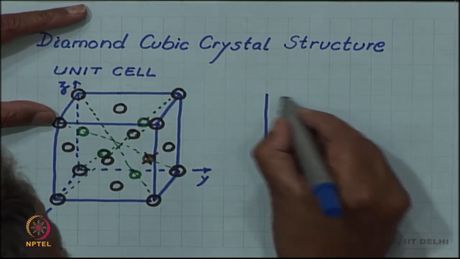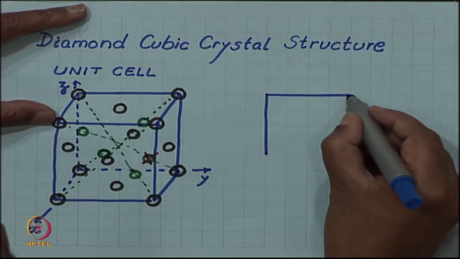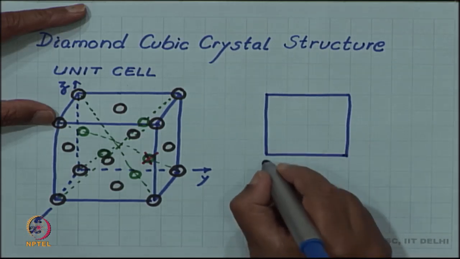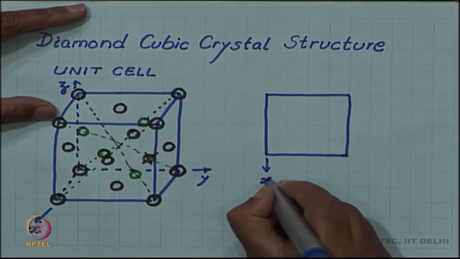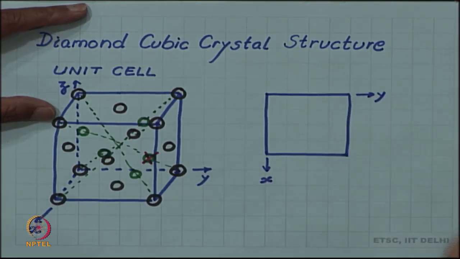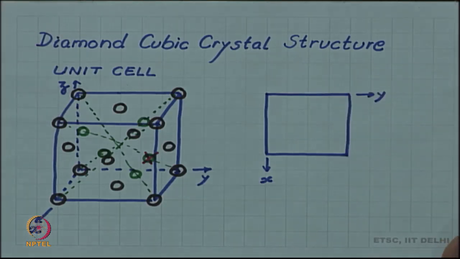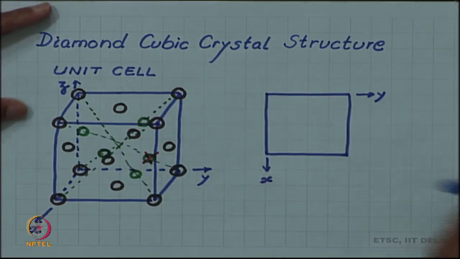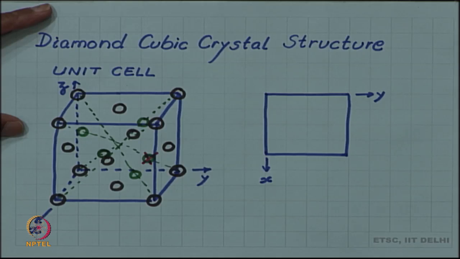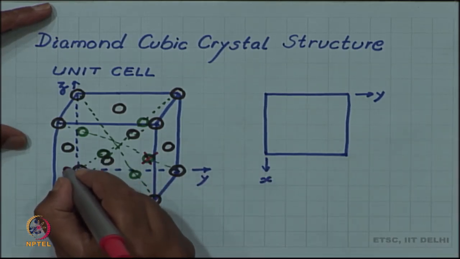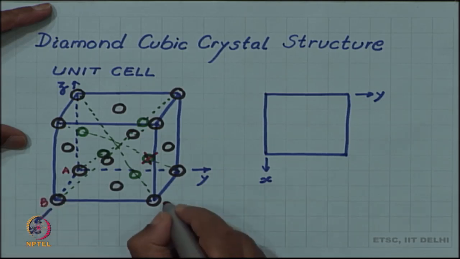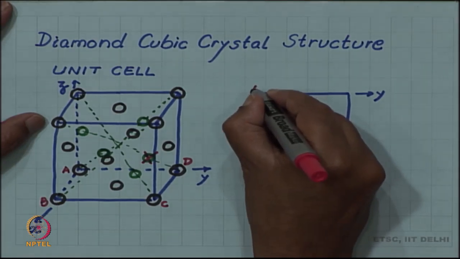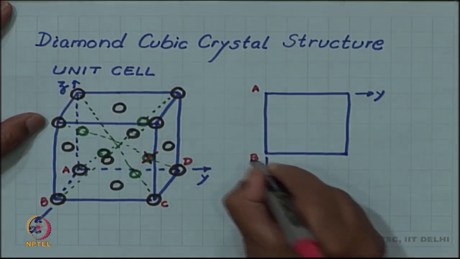The base plane of course is a square. So, I draw a square. This is my x axis, this is my y axis. Now, this is a two dimensional projection. So, the z axis is not shown, the z axis is perpendicular to my projection plane. So, this is the square. If we label it, let me try to label this as A, B, C, D. So, the base of the unit cell A, B, C, D is what you are seeing here as this square.